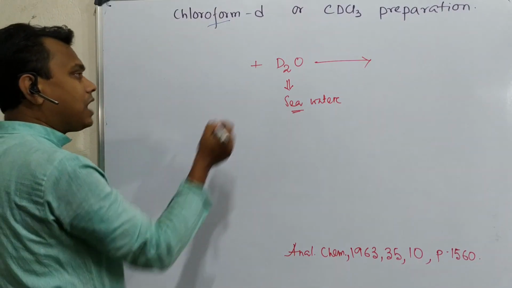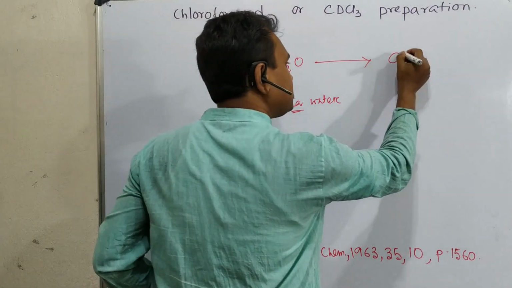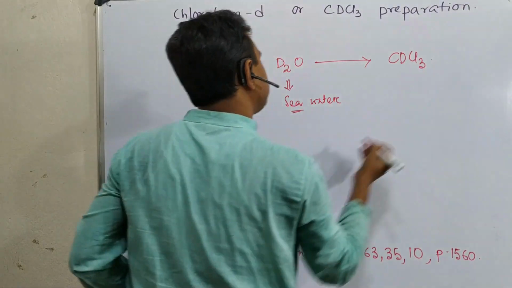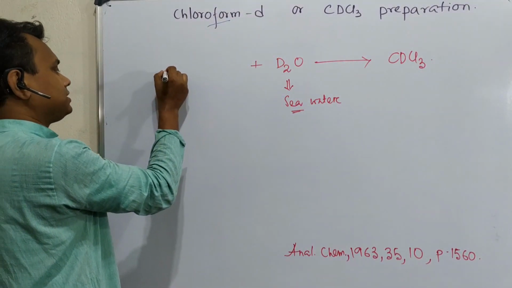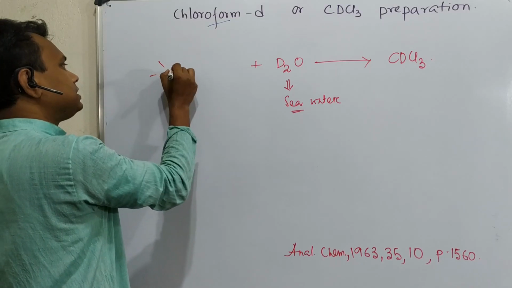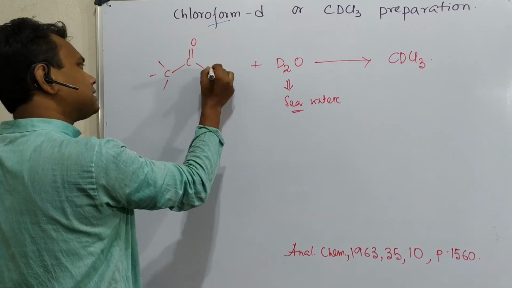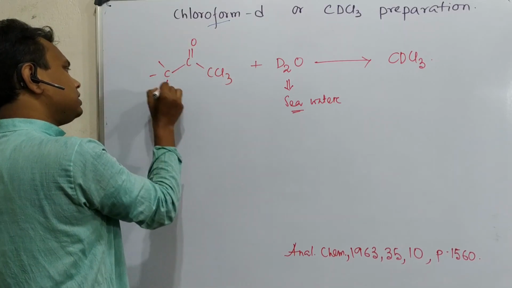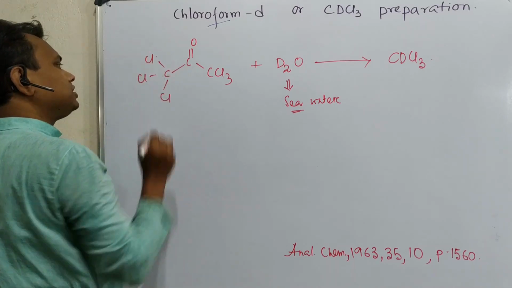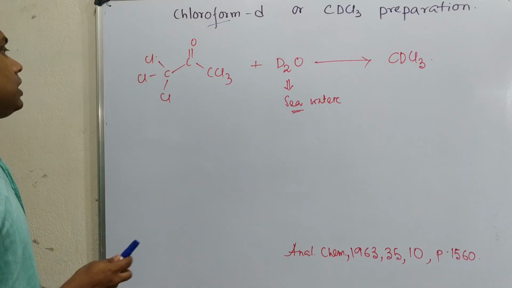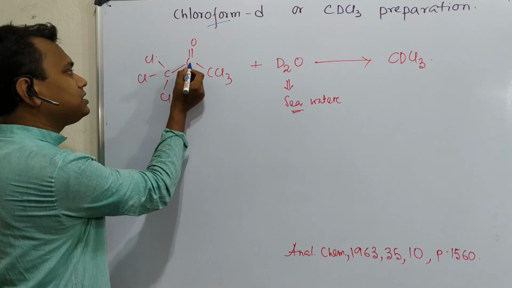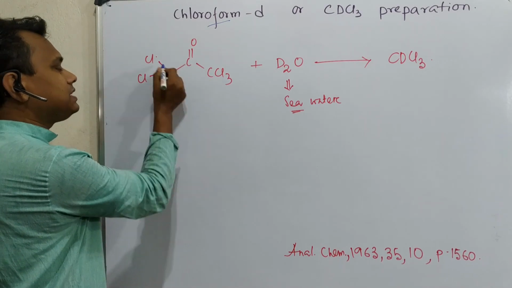Now fine. So how is CDCl3 produced? It is produced from hexachloroacetone. Why? Because, see, this hexachloroacetone, first of all, if you look at this molecule, this carbonyl is attached to these 6 chlorines.